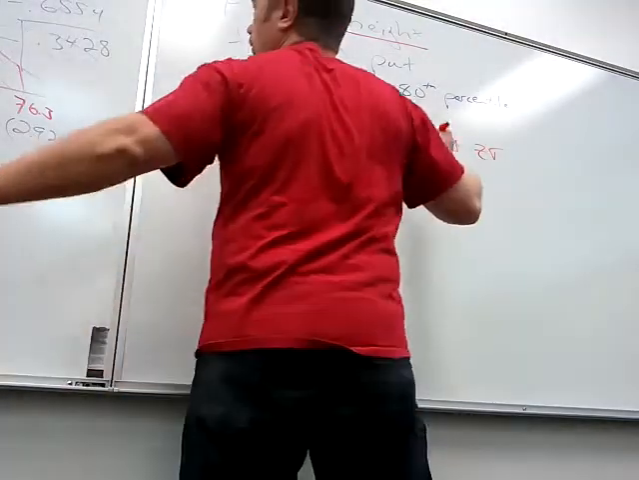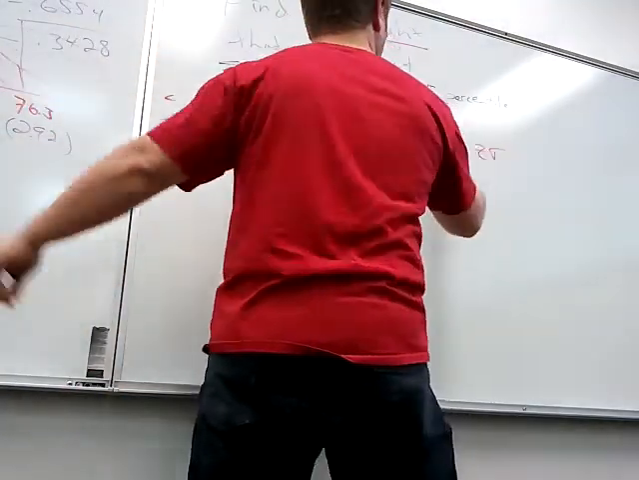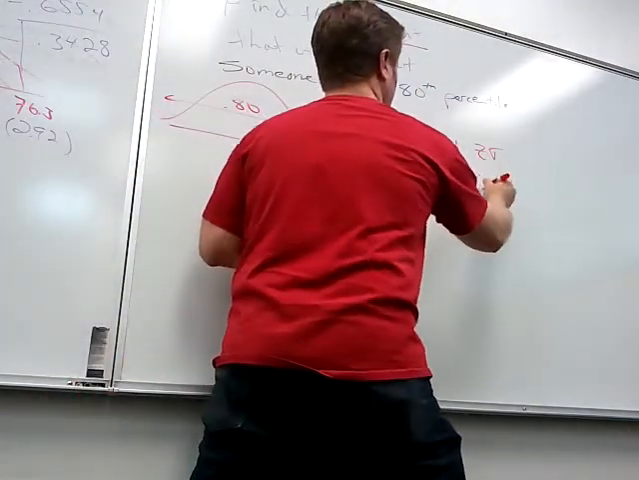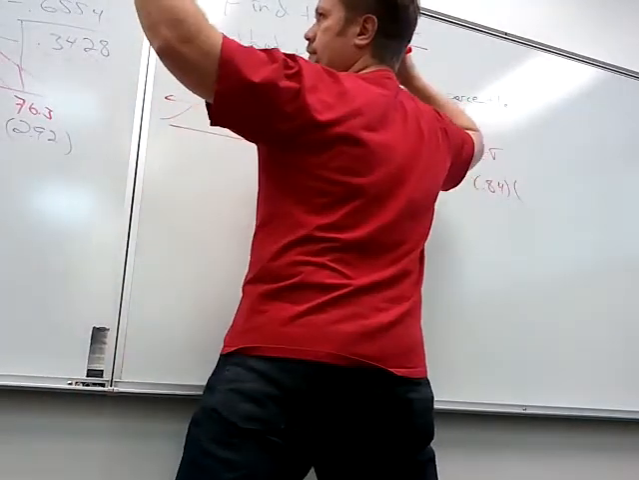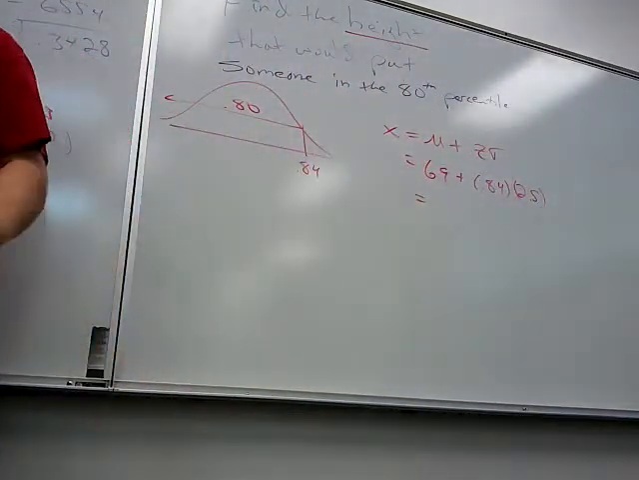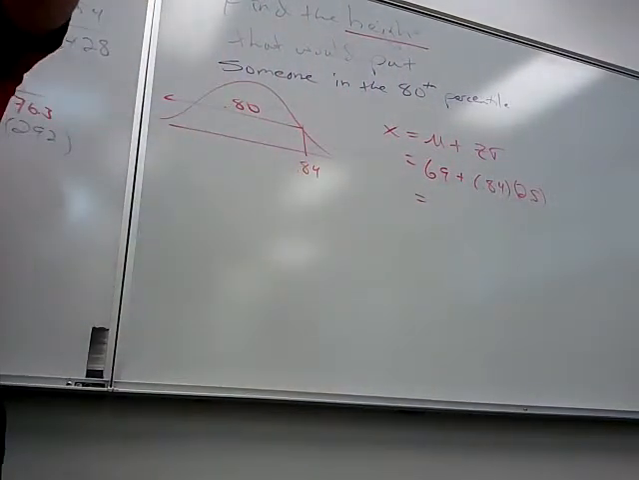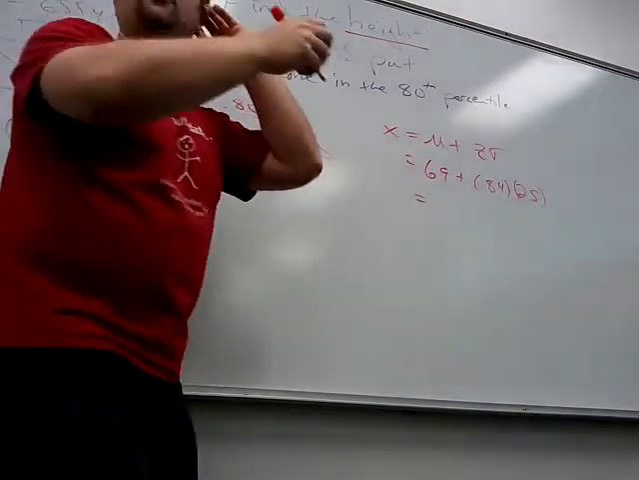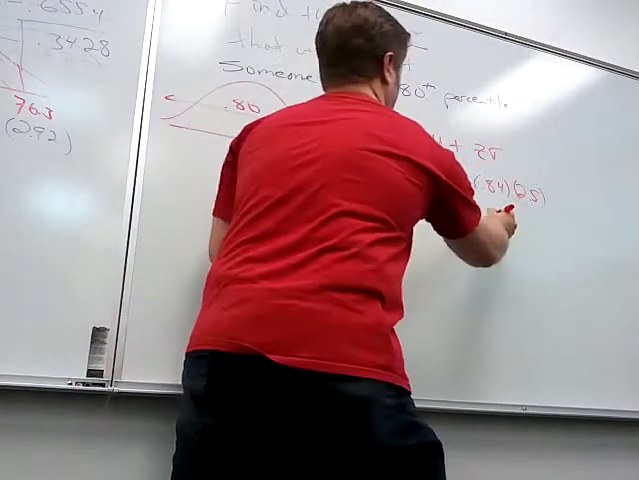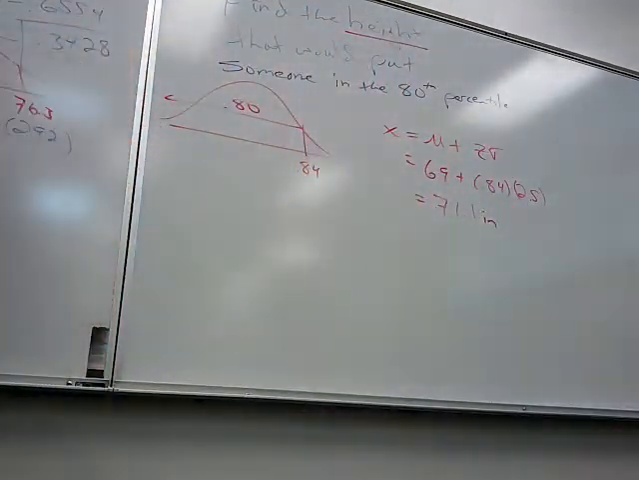So the mean was 69 plus 0.84 times 2.5. 71.1? Yeah. Okay. Sweet.